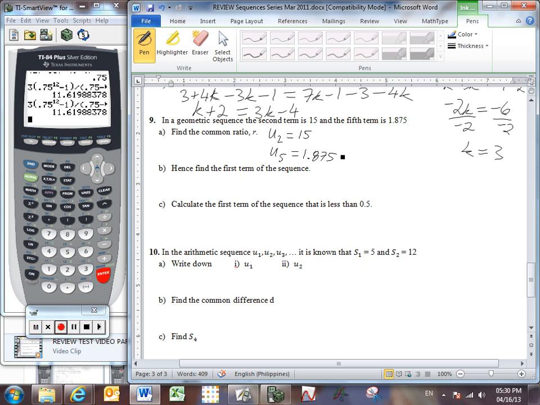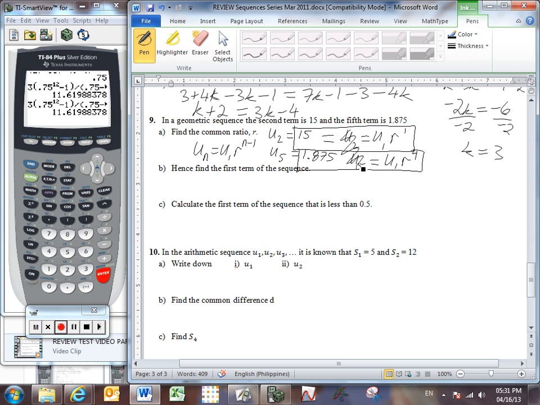1.875. Alright, well in other words then, remember in a geometric sequence, in general we know that un is equal to u1 times r to the n minus 1, right? So that must mean then that u2 could be rewritten as u1 times r to the power of 1. And u5 could be written as u1 times r to the power of 4. So then we've now got two equations with two unknown values in them.